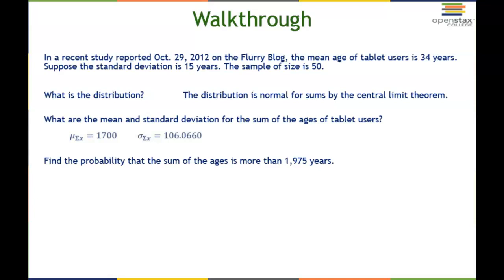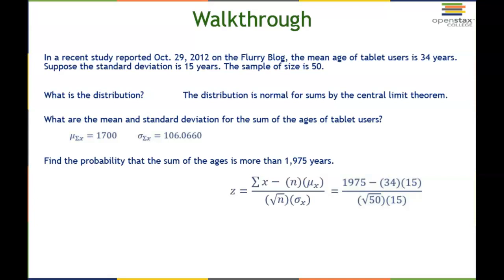Now we have a new problem. Let's find the probability that the sum of the ages is more than 1,975 years. We're still going to use our same calculation for our z, but this time our sum of x's is 1975. So plugging in 1975 minus 34 times 15 divided by the square root of 50 times 15, we get a z-score of 2.5927.